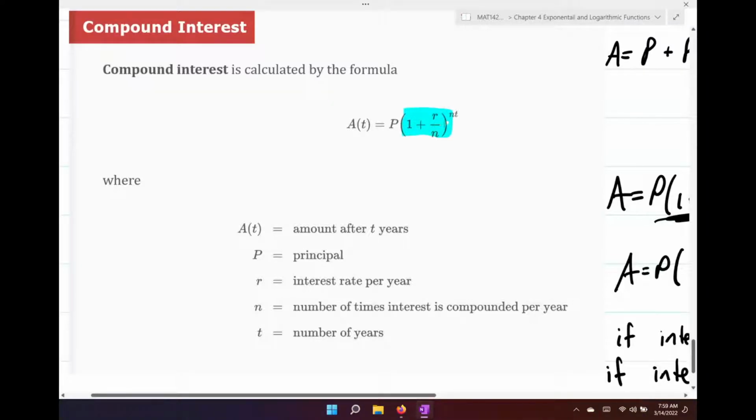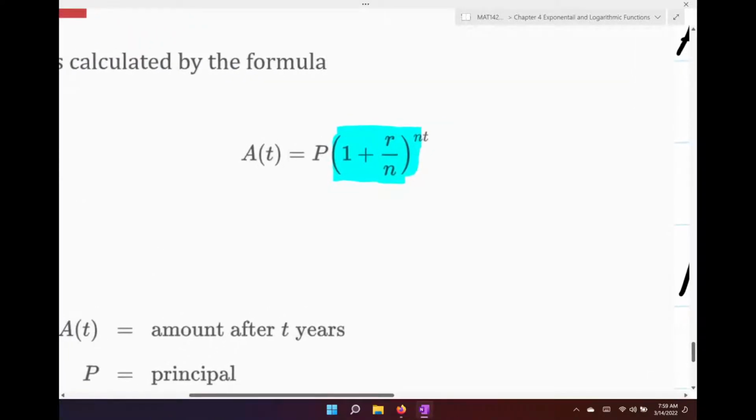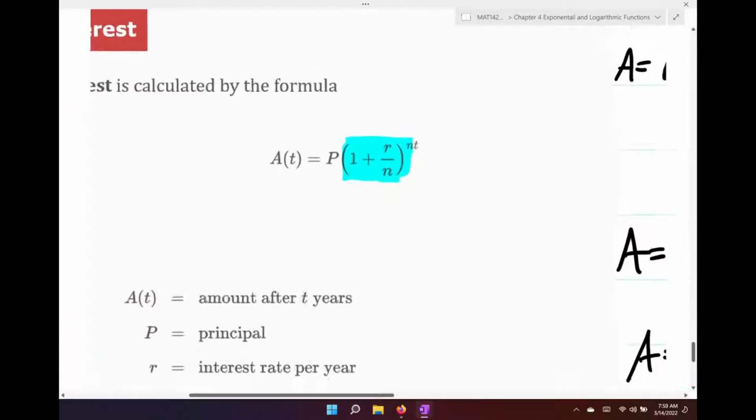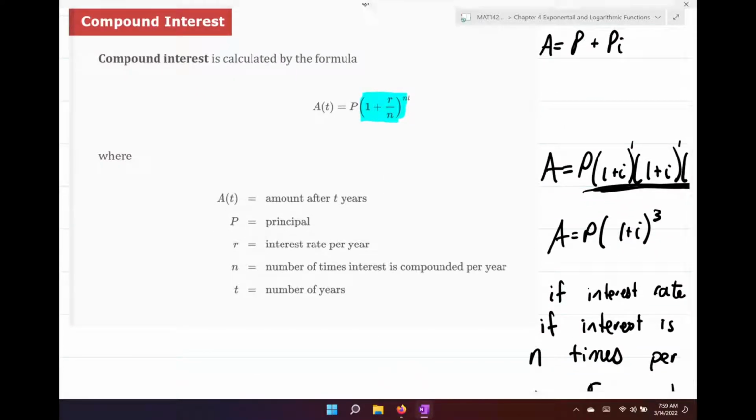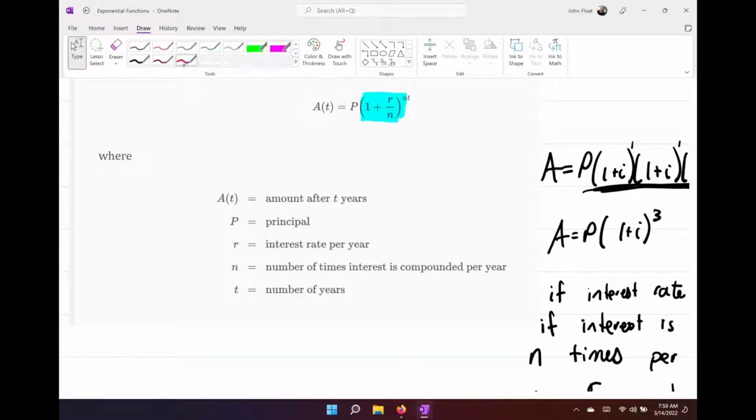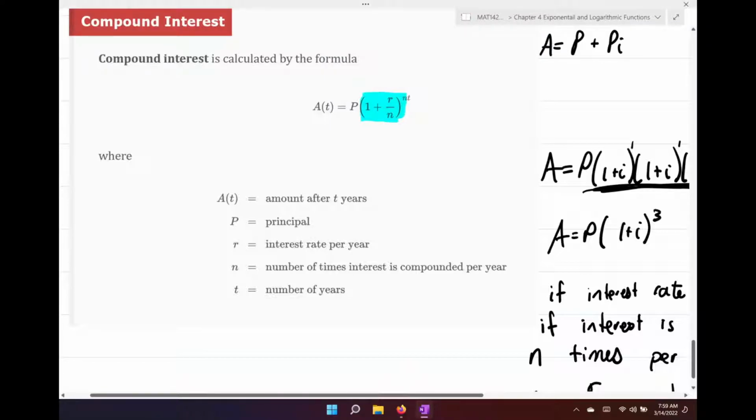Right here. Notice that I highlighted the quantity 1 plus r over n, and I also highlighted that letter n in the exponent because that is going to play a major role later on. And you've all seen that before. It's just maybe you never knew that that's what it was as a definition. But anyways, here's our compounding interest formula.